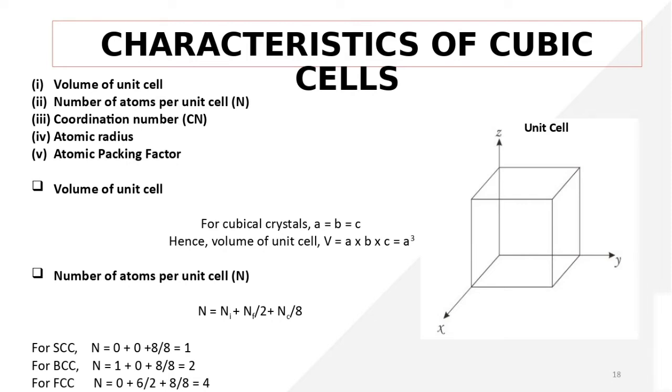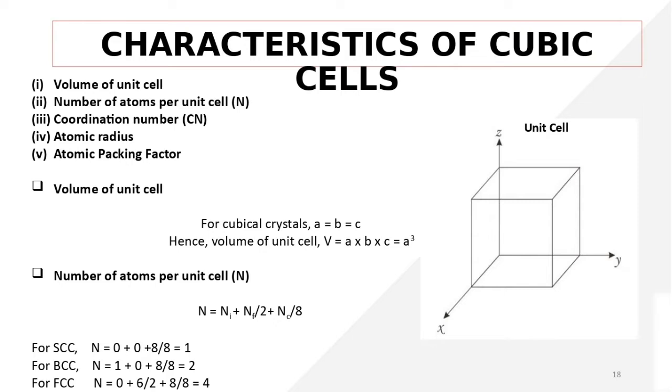You can see in the figure there is a unit cell, and for the cubic system we have a = b = c. So what will be the volume of this unit cell? It would be a cubed. Okay, so this is the volume of the unit cell. And how are we calculating the number of atoms per unit cell?